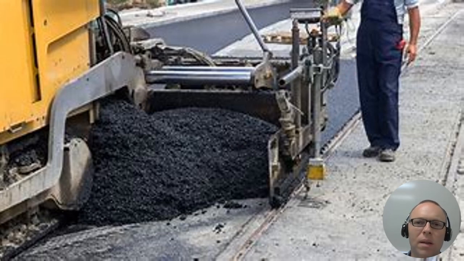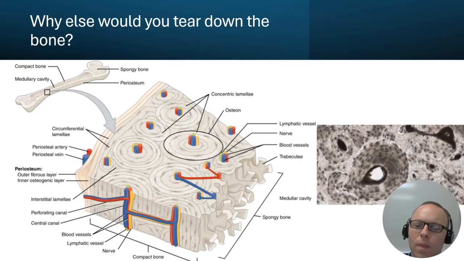We're going to put asphalt down, brand new road. Well, the same thing's happening in your bone. Right? If I have a bone that looks like this, with a bunch of cracks in it, that's not going to be so good. So I'm going to destroy this bone right here, and I'm going to replace it with brand new bone. And so my bones are going to be nice and strong, just like that road. Alright? Alright, so why else would you need to take down the bone?